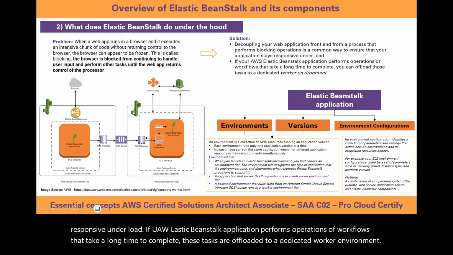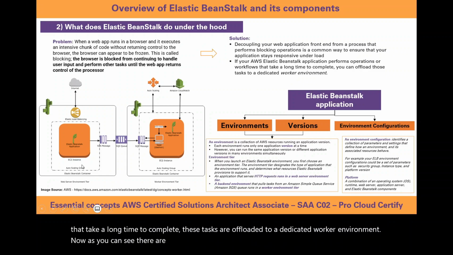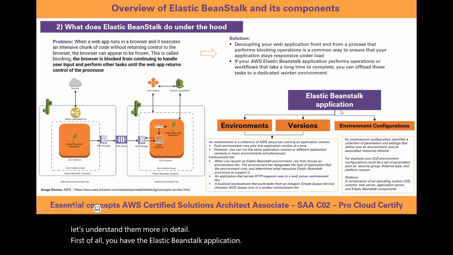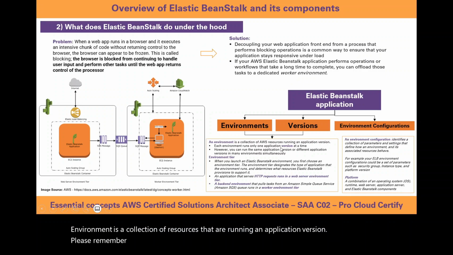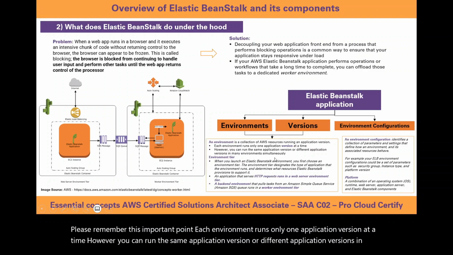Now, as you can see, there are many terminologies being used for AWS Elastic Beanstalk. So let's understand them in more detail. First of all, you have the Elastic Beanstalk application. The application is composed of environments, versions, and environment configurations. An environment is a collection of AWS resources that are running an application version. Please remember this important point: each environment runs only one application version at a time. However, you can run the same application version or different application versions in many environments simultaneously.